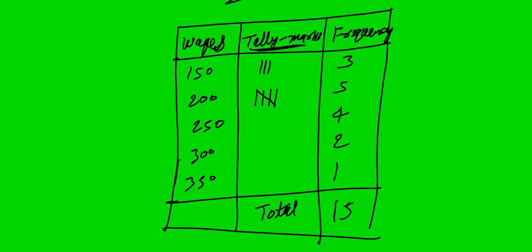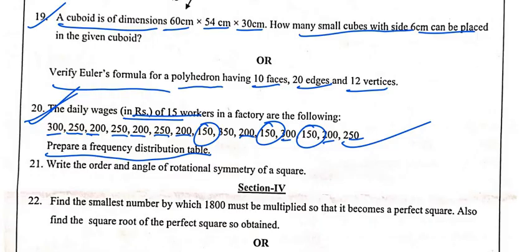Most of the students are committing mistakes in drawing the tally marks. Again 1, 2, 3, 4, then 1, 2 and this is 1. So this is the frequency distribution table of the given data. Now moving to the next question.